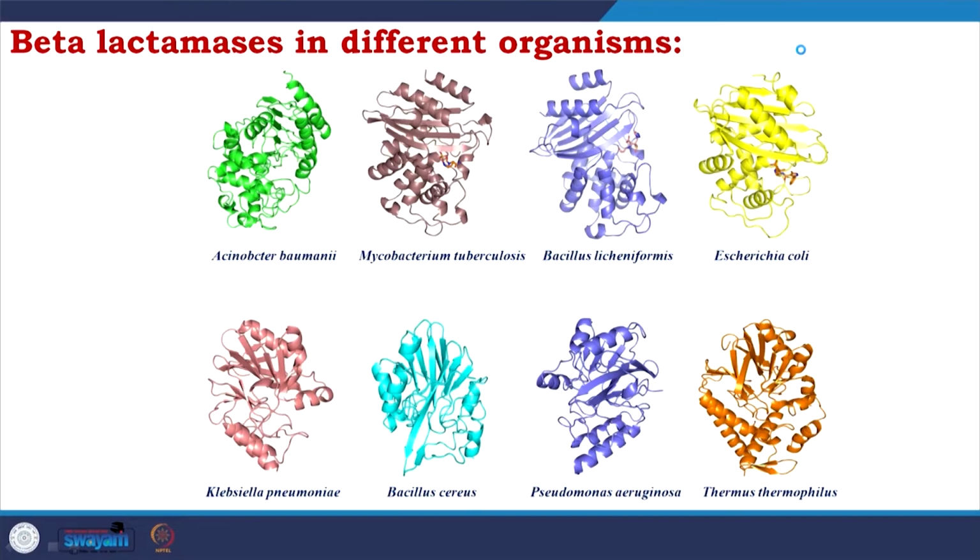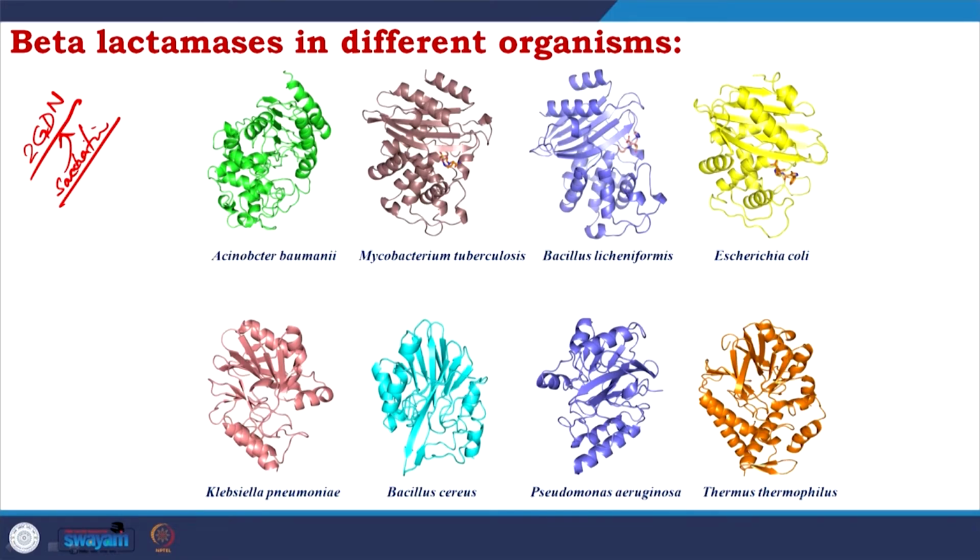you have optimized. As I told, beta lactamases are vividly studied. So, you will see that you will get structures for different class A beta lactamases, like here I have given some examples. Beta lactamase from Acinetobacter baumannii, Mycobacterium tuberculosis itself has its structure, the BlaC has its structure. The first structure of BlaC was 2GDN, which was solved by the Sacchettini group. Then there are structures from Bacillus licheniformis, Escherichia coli, Klebsiella pneumoniae, Bacillus cereus, Pseudomonas aeruginosa, Thermus thermophilus, and many more.